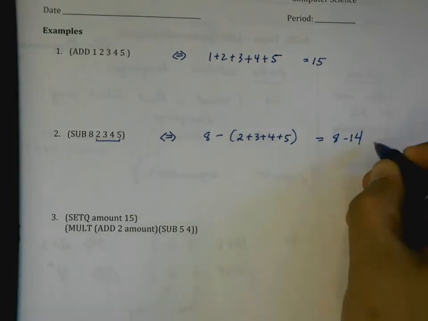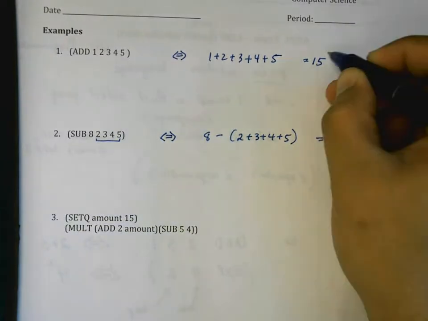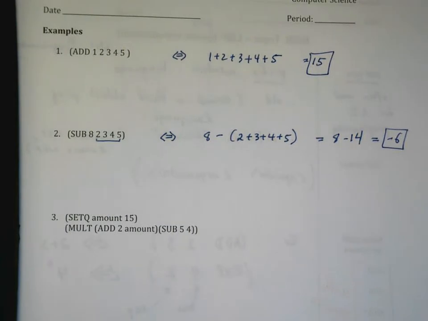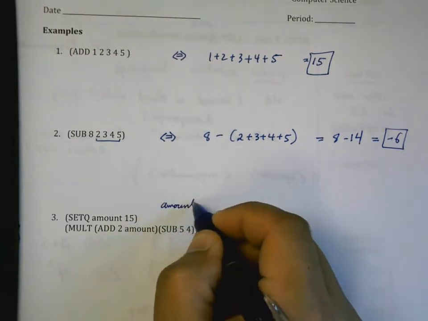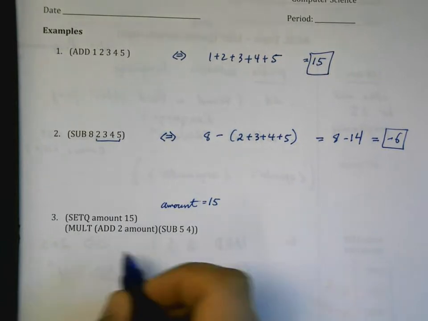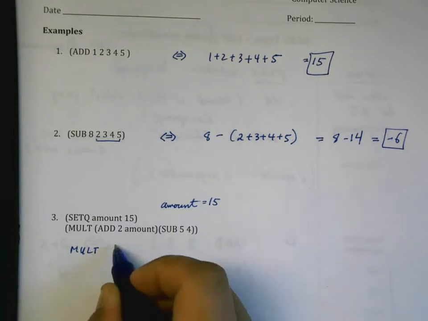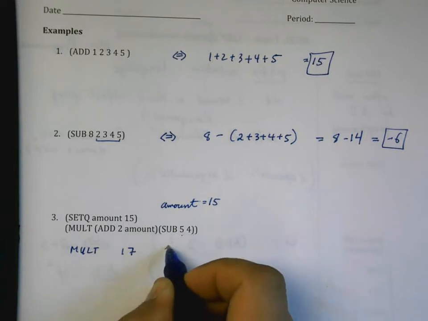Here we have an application of setq plus some more complicated expressions. This is basically saying amount is equal to 15. I will work through this from the parentheses on out. This is really mult. 2 plus amount, that's 17. 5 minus 4 is 1. So this is really saying 17 times 1, which is 17.